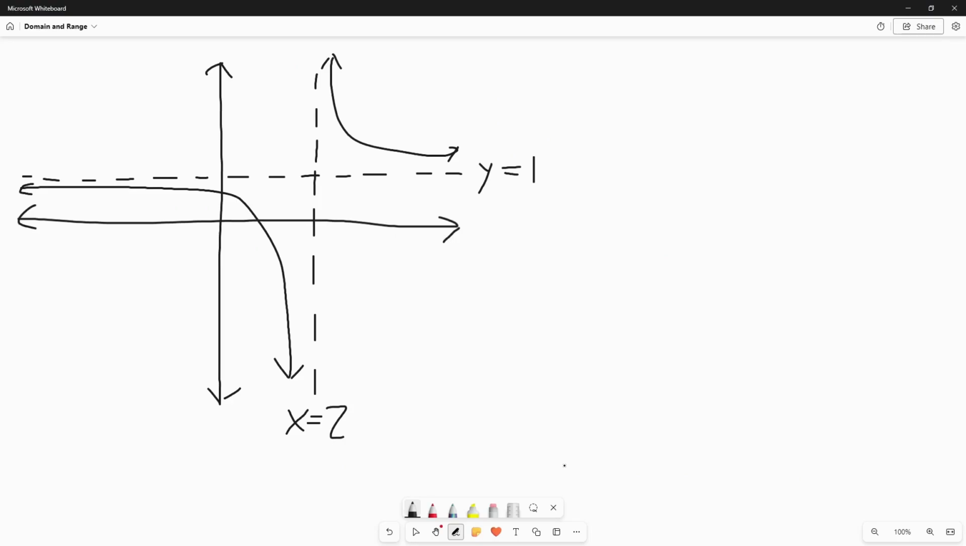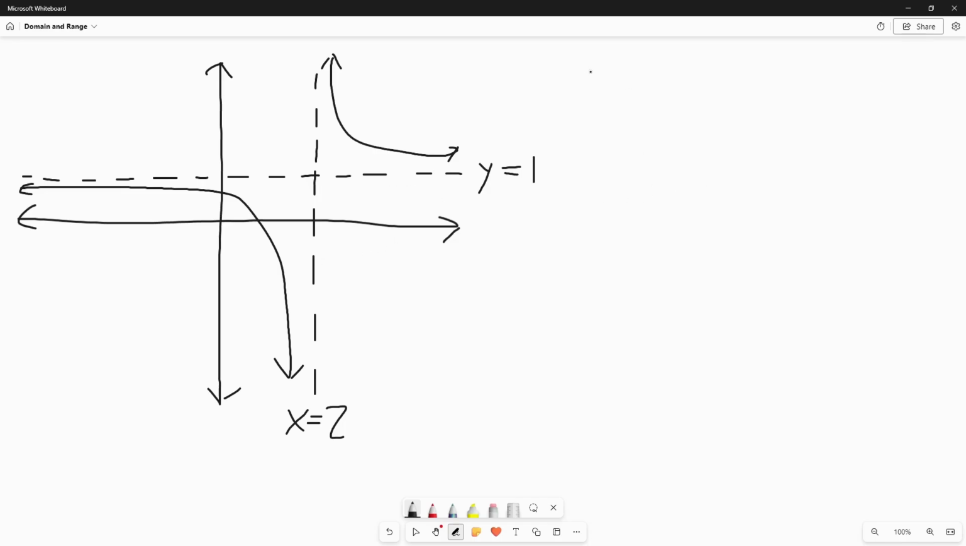So this is the domain, and this is the range for this graph. And if we have a graph like this, what we need to look at first are the asymptotes. So the graph never touches x equals 2, and it never touches y equals 1. So for the domain, we need to find a way to exclude where x equals 2. And we can't just start from x equals 2 or end at x equals 2, because there are points on both sides of x equals 2 that we need to consider.